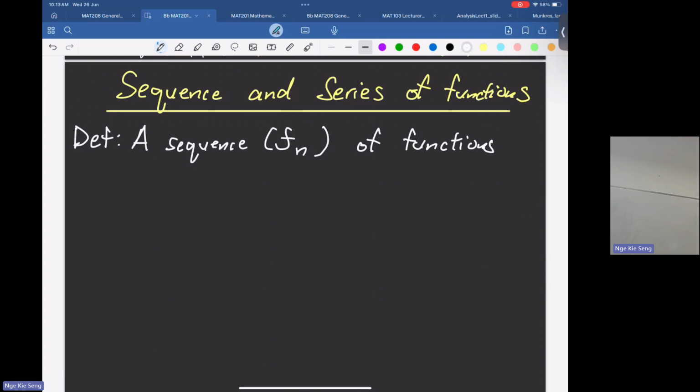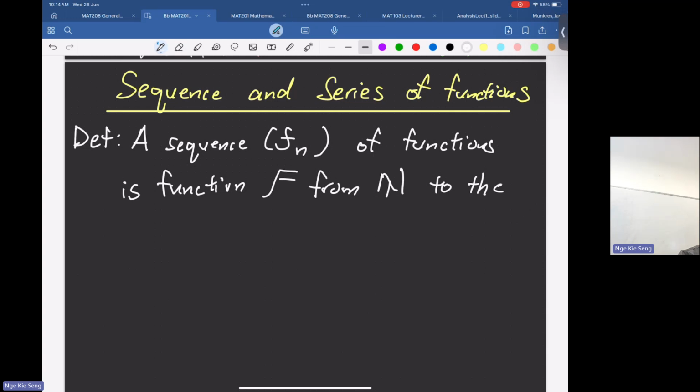But now we replace real numbers by functions. So we can think of it also as a function from the natural numbers to a set of functions. What we consider here is a set of real valued functions with the same domain A.